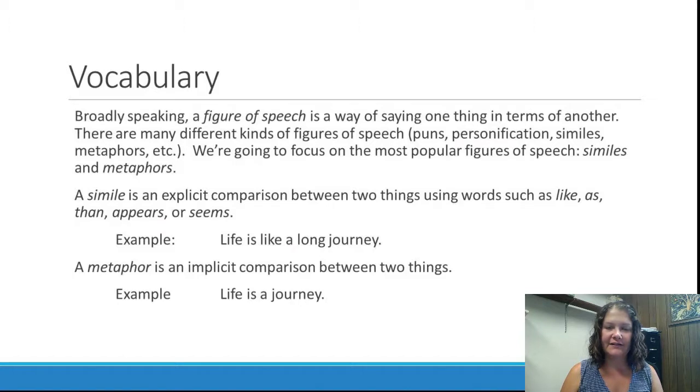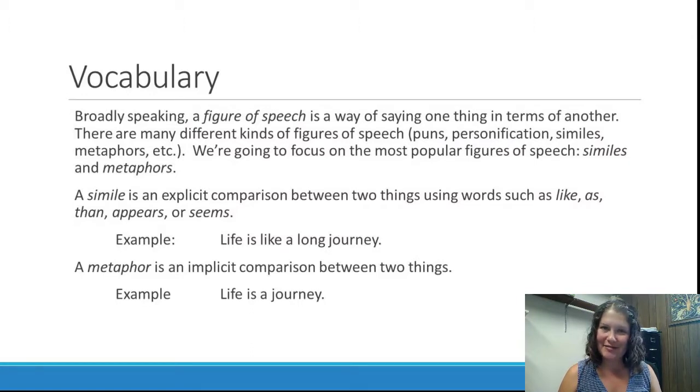Broadly speaking, a figure of speech is a way of saying one thing in terms of another. There are many different kinds of figures of speech. Some of these are puns, personification, similes, and metaphors. In this class, we're going to focus on the two most popular figures of speech, which are similes and metaphors.